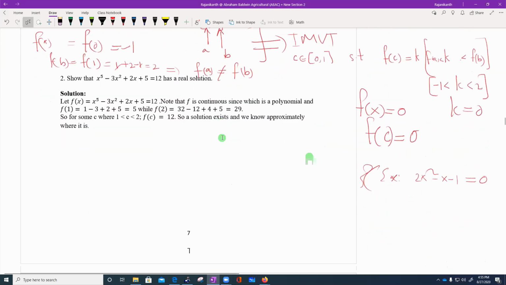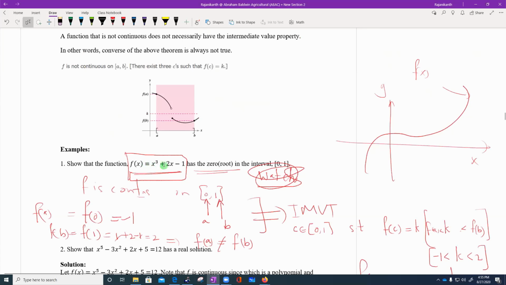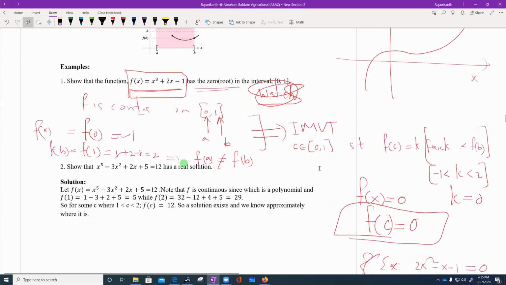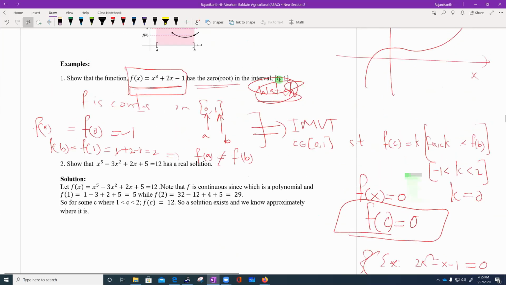Dr. Raj, what specifically is the answer for this problem? The answer is you have to show that this. That means what? I'm trying to say that there's a solution, a root, for this problem, which is little c. So if you find the root of this given problem, you will find one solution. That solution is between 0 and 1. But you don't need to find the solution. You need to just show that there's a solution.